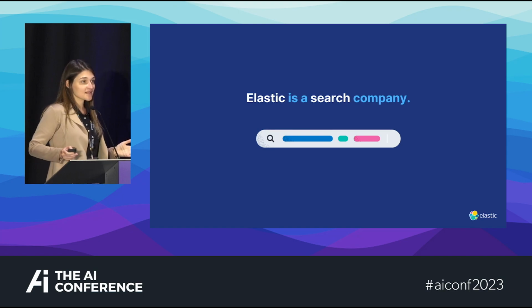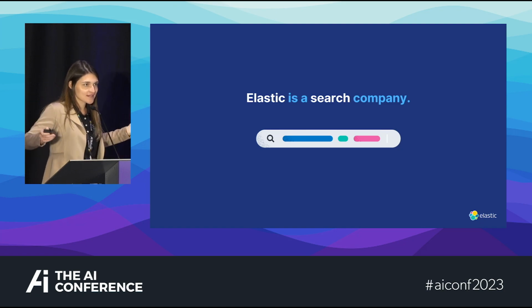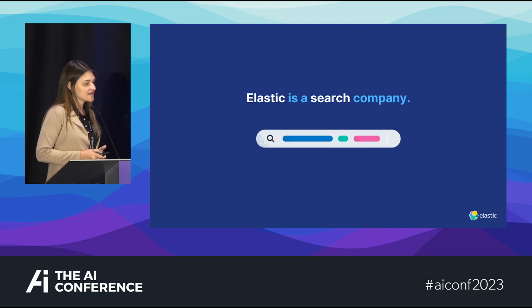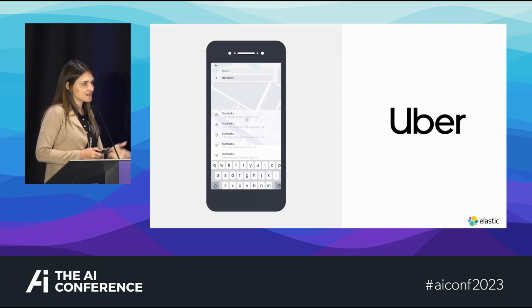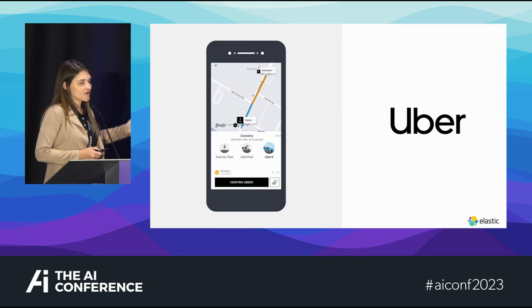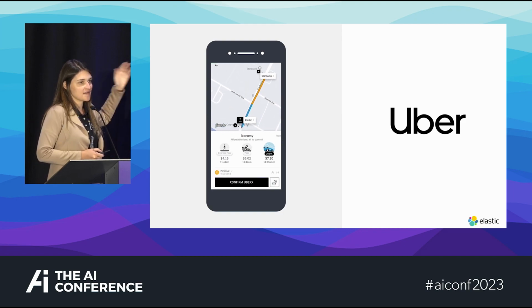And usually when I tell people that Elastic is a search company, they come up with this search box because of Google and all of the examples that we have. And actually, this is a great front end and a great example here. But in fact, search goes beyond that. Think of Uber, for example, which is a user of Elastic. So, of course, you have the search box at first where you type the address.